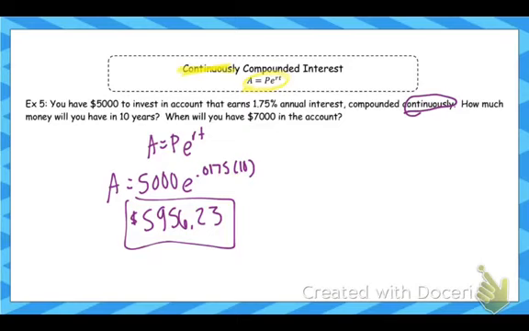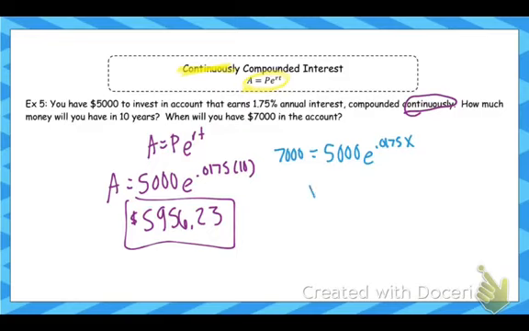All right, question 2: when will you have 7,000 in the account? So this time, I don't know X. Then 5,000 is my P. E is Euler's number E, the 2.7. R is still 0.0175, but now I don't know X. I'm sorry, guys, I don't know why I put 7,000 there. This is 5,000. This is 7,000. There we go. So I want to know when Y is 7,000 when I'm starting with that $5,000 initial amount. Again, in order to solve this, we're going to talk about how to do this algebraically once we get to logs. But for now, we're going to plug this in on our calculator.